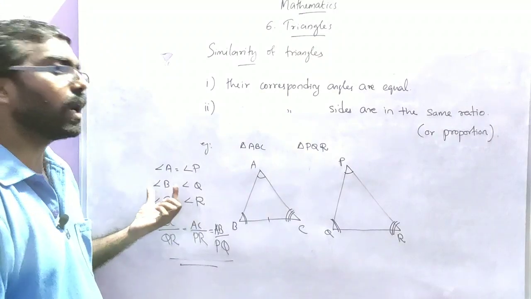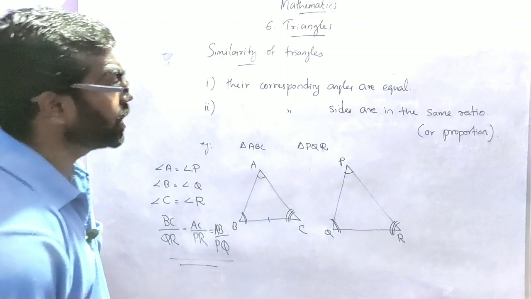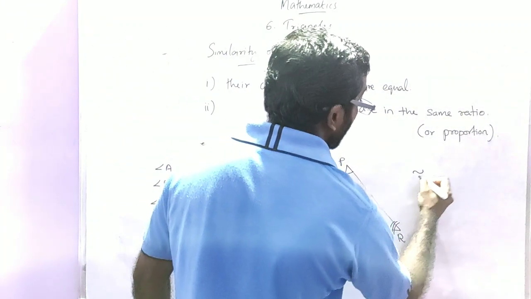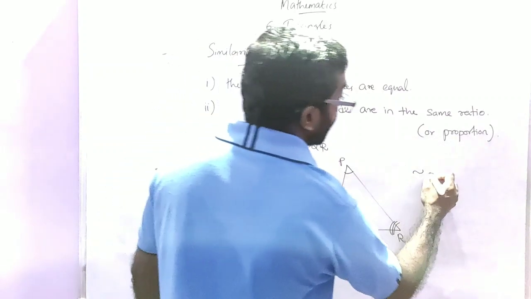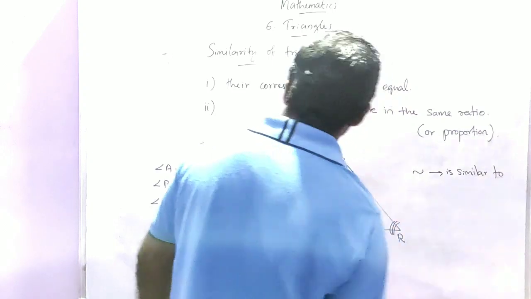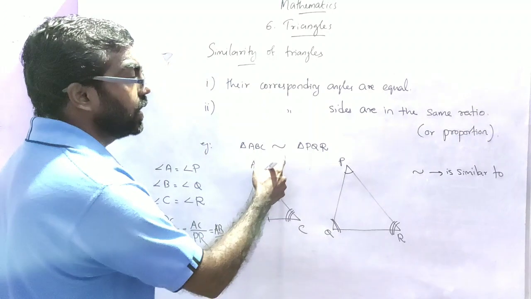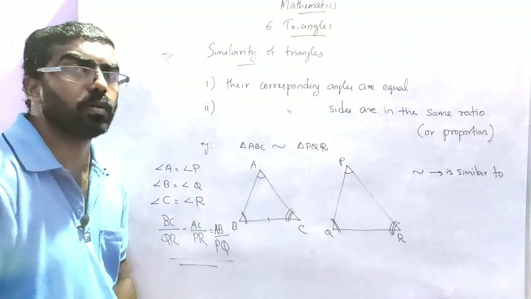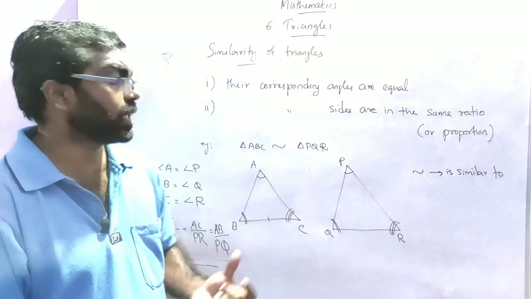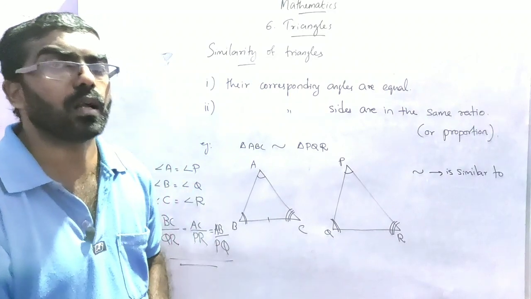The corresponding angles are equal and the corresponding sides are in the same ratio, and the symbol used for similarity is this one, 'is similar to'. Just an inverted S is used for denoting this similarity. Triangle ABC is similar to triangle PQR. Understood?